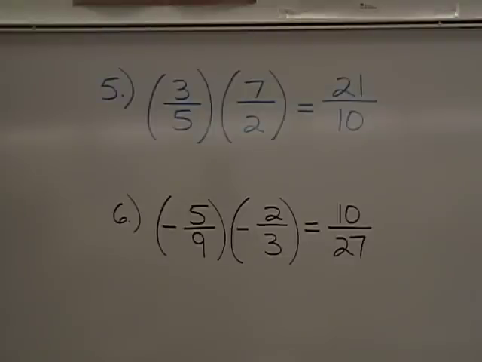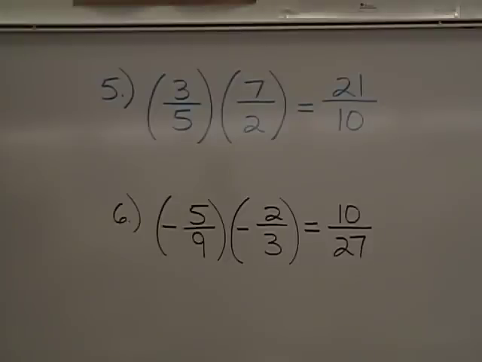Okay, now let's multiply the numerators together. 3 times 7 gives us an answer of 21 in our numerator. And 5 times 2 gives us an answer of 10 in our denominator. So our final answer is 21/10. Pretty easy so far. Let's try number 6.